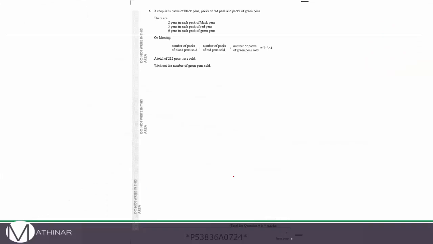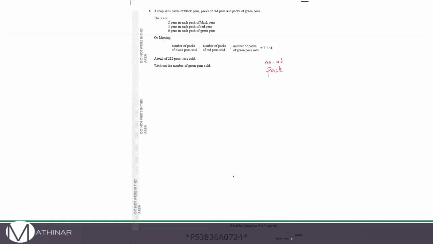Question 6. A shop sells packs of black pens, red pens and green pens. Now there are 2 pens in each pack of black pens, 5 in each red pack and 6 in each green pack. On Monday, the number of packs of black pens to red pens to green pens was in the ratio of 7:3:4. A total of 212 pens were sold. All right, so this ratio is for the ratio of the number of packs.